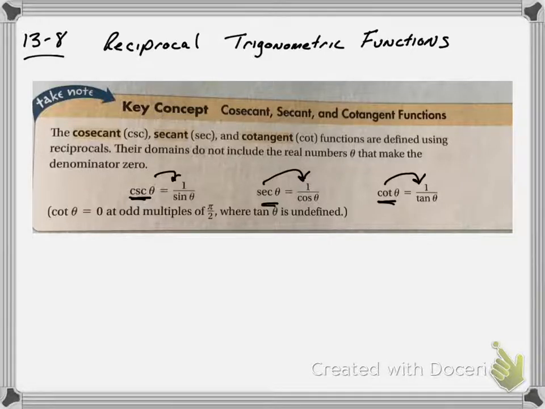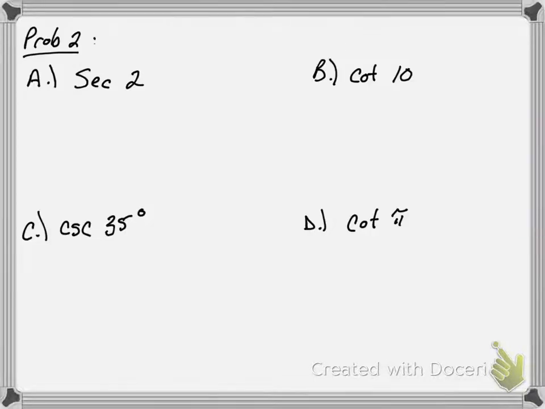We're not going to get real in depth on these, at least not this year, but I wanted you to get exposed to them because you're going to see it next year in honors pre-calc and so forth. So look at problem 2.